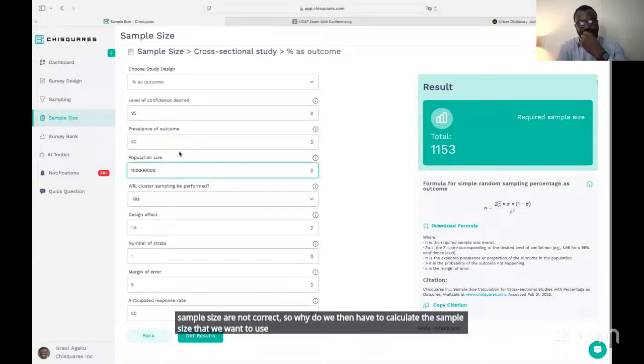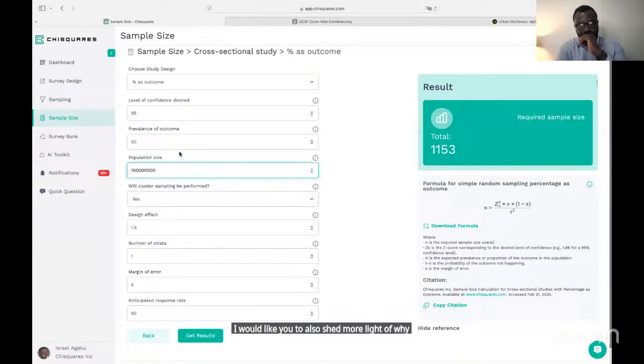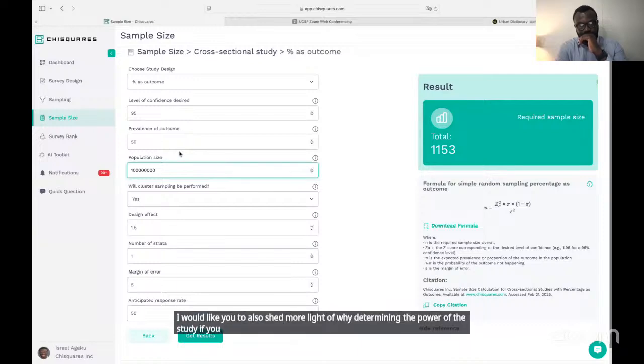I would also like you to shed more light on why we determine the power of the study if you don't get anything because it's wrong anyway, whether you do it or not. So I just want to understand, why do we have to calculate the sample size then, and why do we have to determine the power of the study?